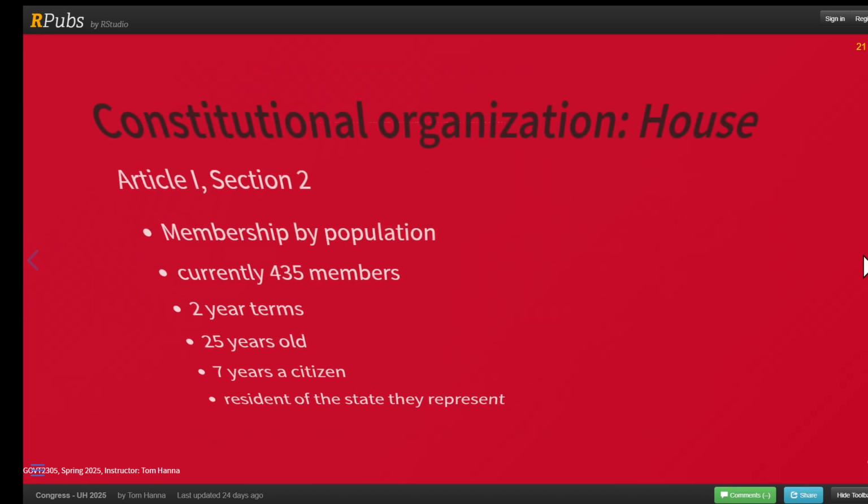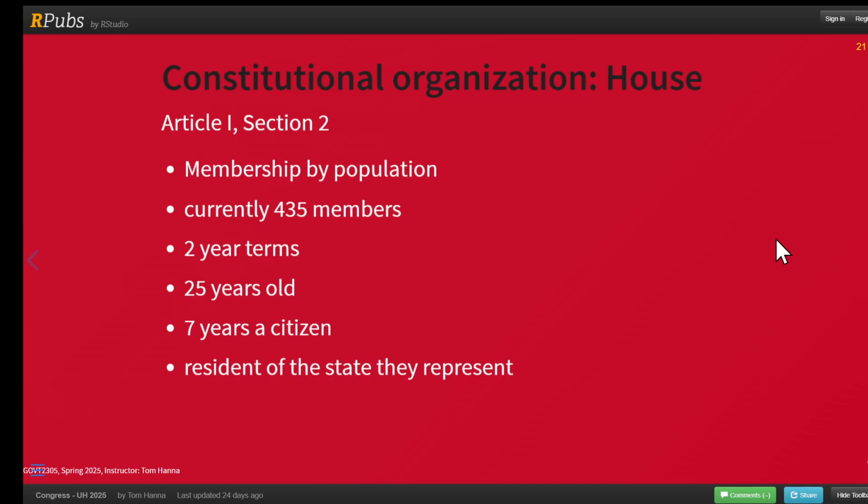So constitutional organization, the House of Representatives, this is in Article 1, Section 2. The membership is set by population. There are currently 435 members. That's probably not going to change. So it's roughly even population, 435 districts across the country.